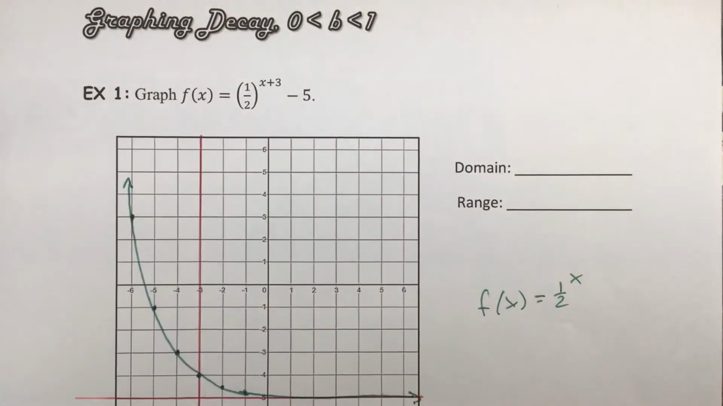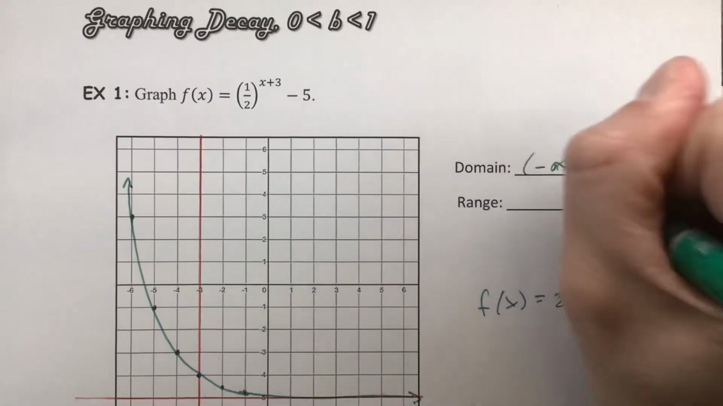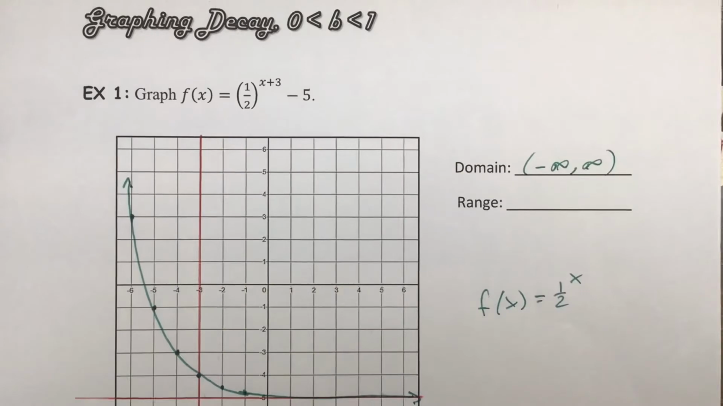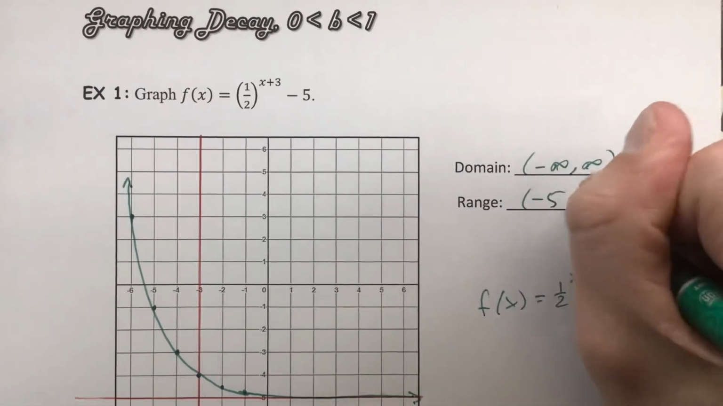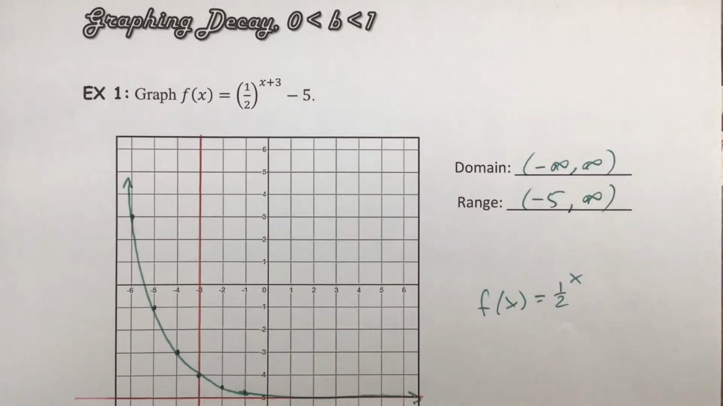And that's your graph. Much like the growth functions, the domain is going to be all real numbers. The range is going to be bounded below at -5 and goes up to infinity.